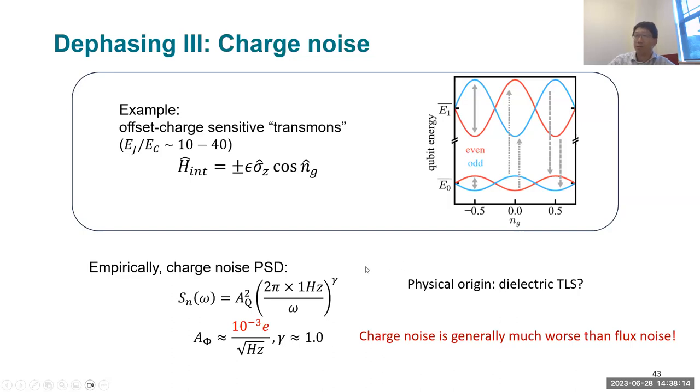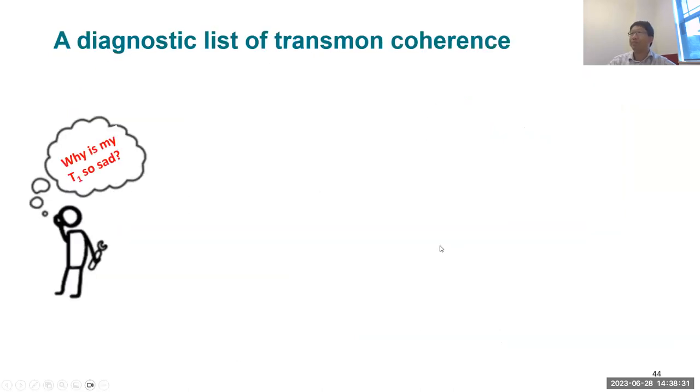Therefore, the design principle for making a qubit is that making it insensitive to charge noise is a crucial step. It's often a worthy trade-off to make sure you're not sensitive to environment charges.